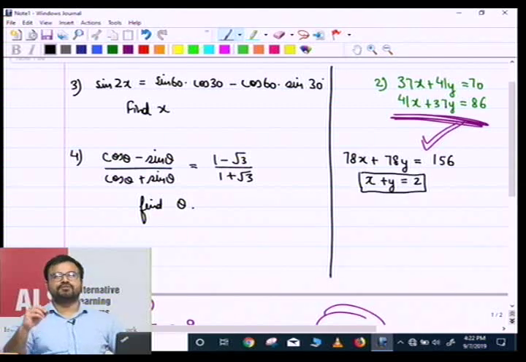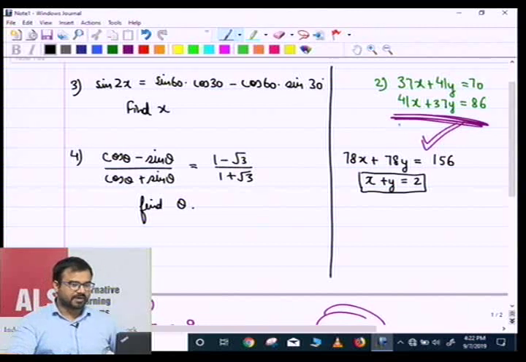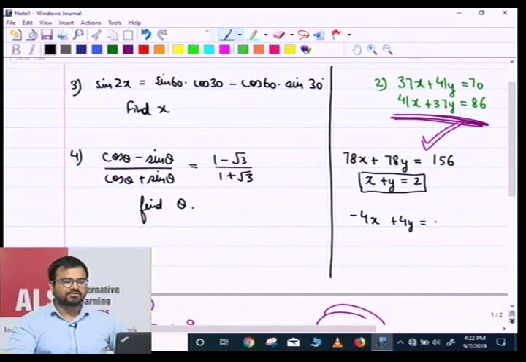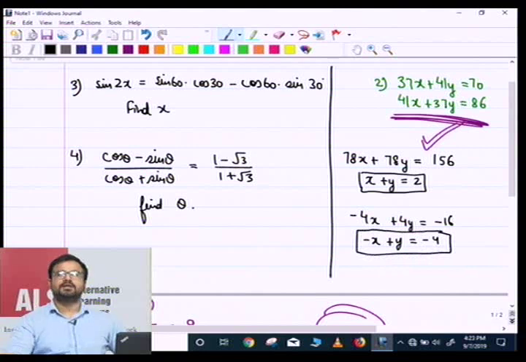Now for the second case, subtract both the equations. So 37 minus 41 becomes minus 4x plus 4y is equal to minus 16. Again divide the complete equation by 4, or you can say by minus 4. So minus x plus y is equal to minus 4. This is your second equation. Now these are the simplified forms of the equations. So you can see it is plus x and minus y.